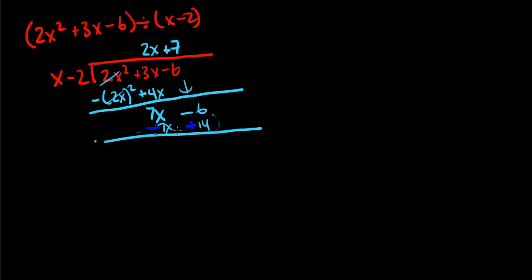Then you can go ahead and simplify. So 7x minus 7x equals 0. And then negative 6 plus 14 would give you 8. And 8 is actually going to be your remainder. So in order to write out the quotient or answer of this problem, you write 2x plus 7 plus 8 divided by x minus 2. And that would be your final answer.